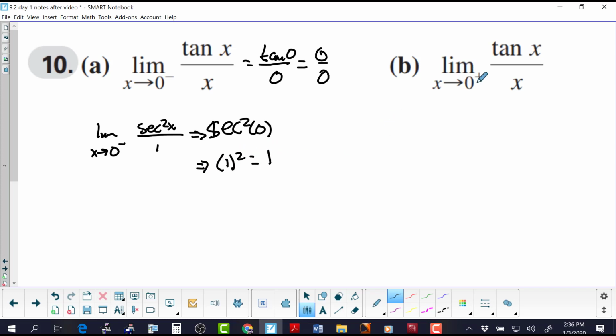Now it doesn't really matter if we approach this from the left or the right. This one is going to end up being the exact same answer.